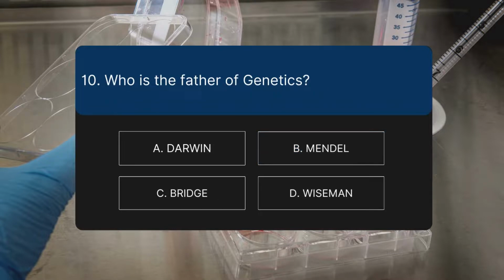Next question. Who is the father of genetics? Options A Darwin, B Mendel, C Bridges, and D Weismann. And the right answer is option B, Mendel. Mendel is the father of modern genetics because of his contribution to the field of genetics. And one more question which can be asked here is, using what he has experimented. And the answer is garden pea.